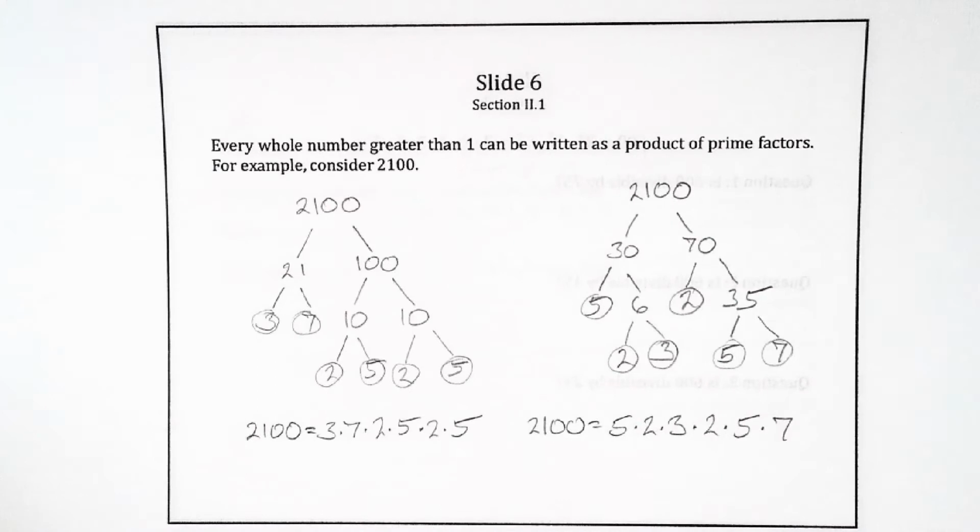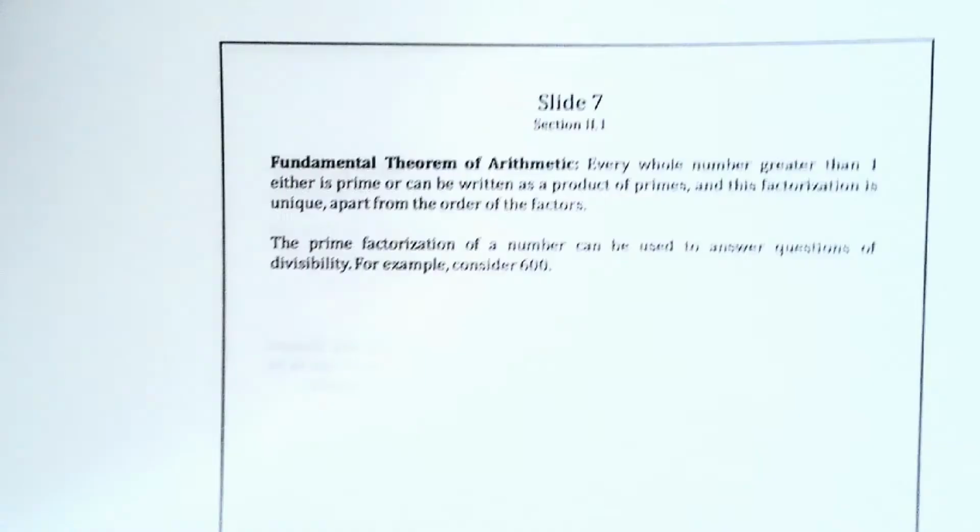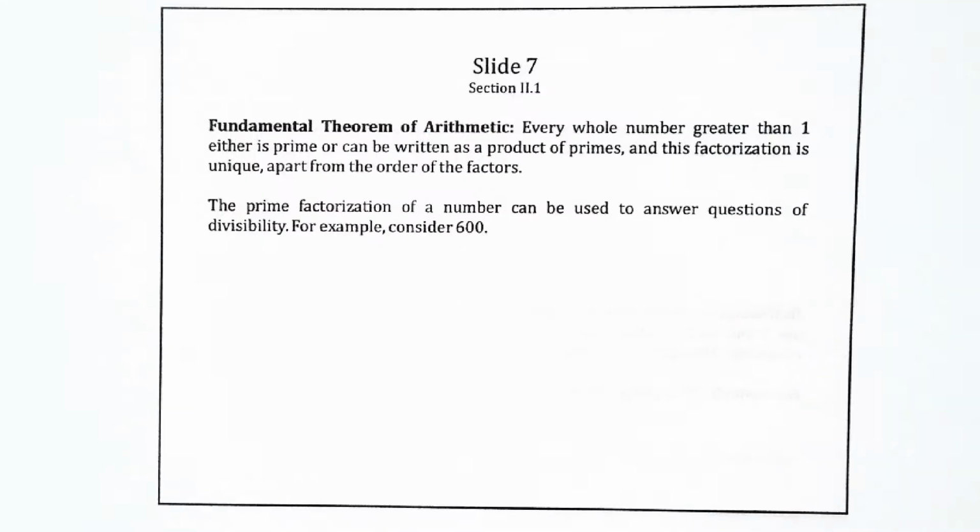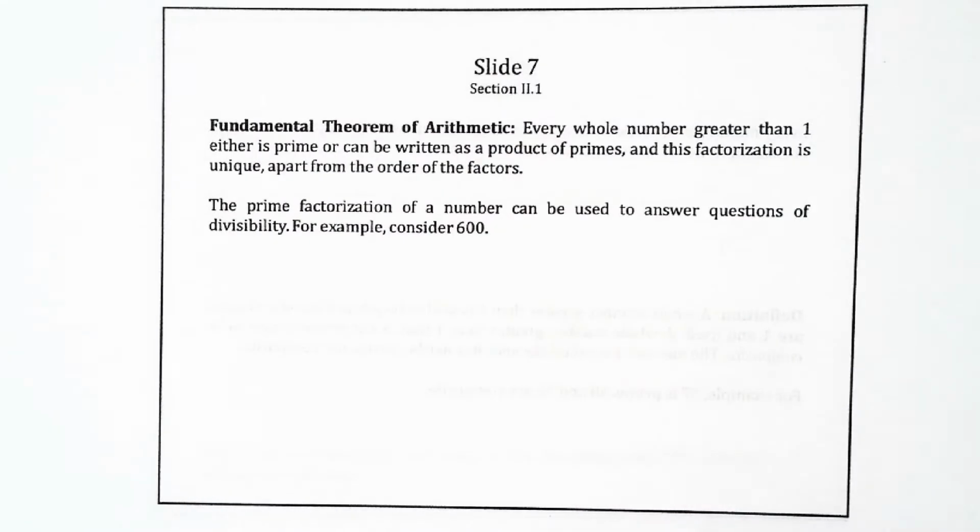So what we see is that I made different choices as I went through the tree, but I ended up with the same list of primes, which was a pair of 2s, a 3, a pair of 5s, and a 7. And the fact that we can always do that is so important. We call it the fundamental theorem of arithmetic. So this is the most important theorem in arithmetic. Every whole number greater than 1 either is prime, or it can be written as a product of primes. And this factorization is unique, apart from the order of the factors.